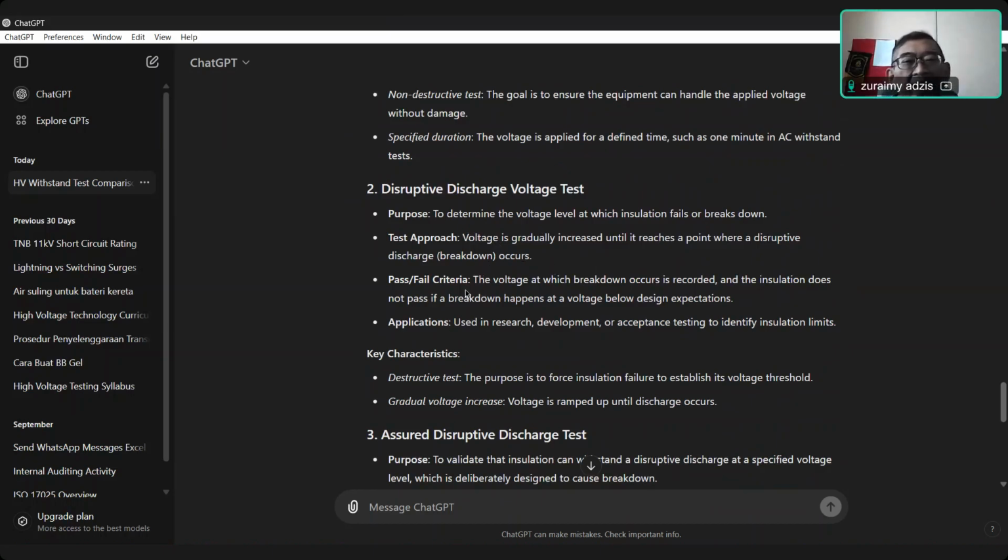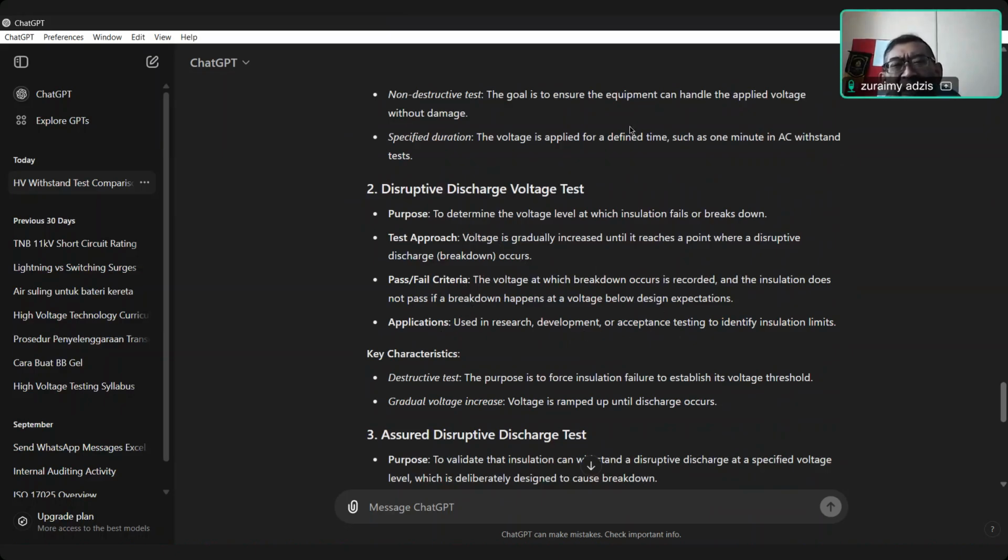What's the pass-fail criteria? The voltage at which breakdown occurs is recorded, and the insulation does not pass if a breakdown happens at a voltage below design expectations. So clearly this is a type test, because you are testing a prototype at the design stage. Applications: used in research, development, or acceptance testing.